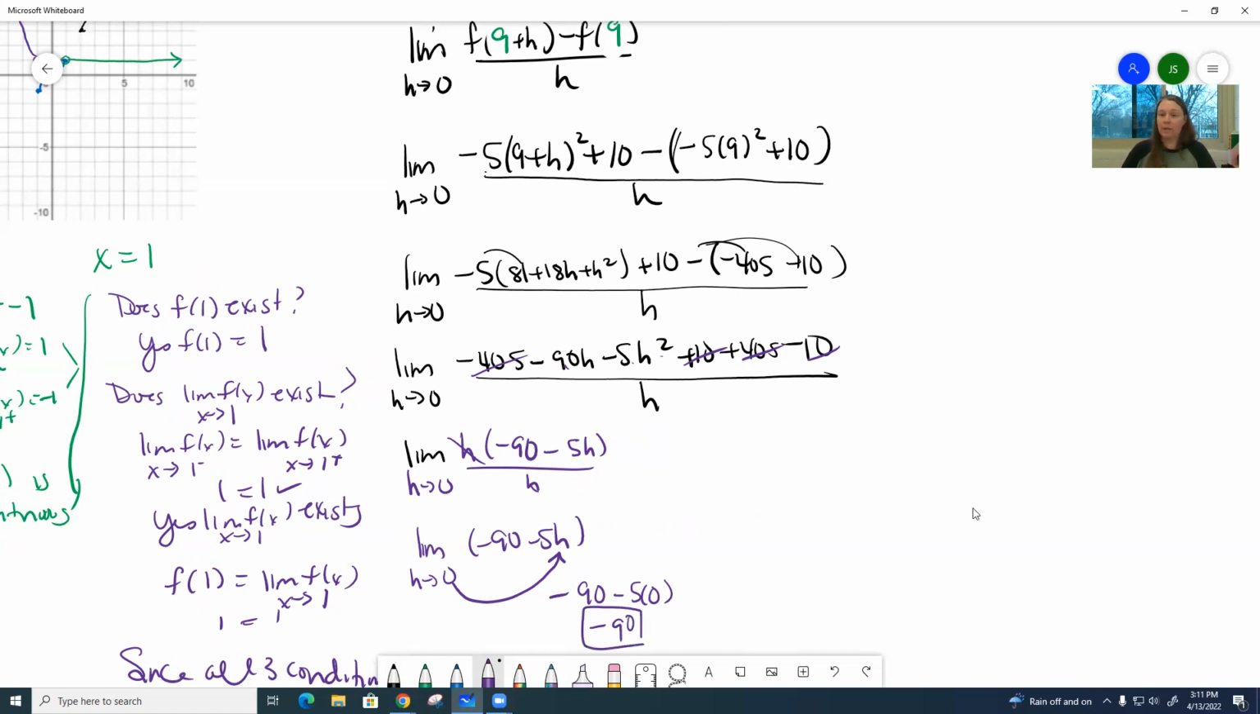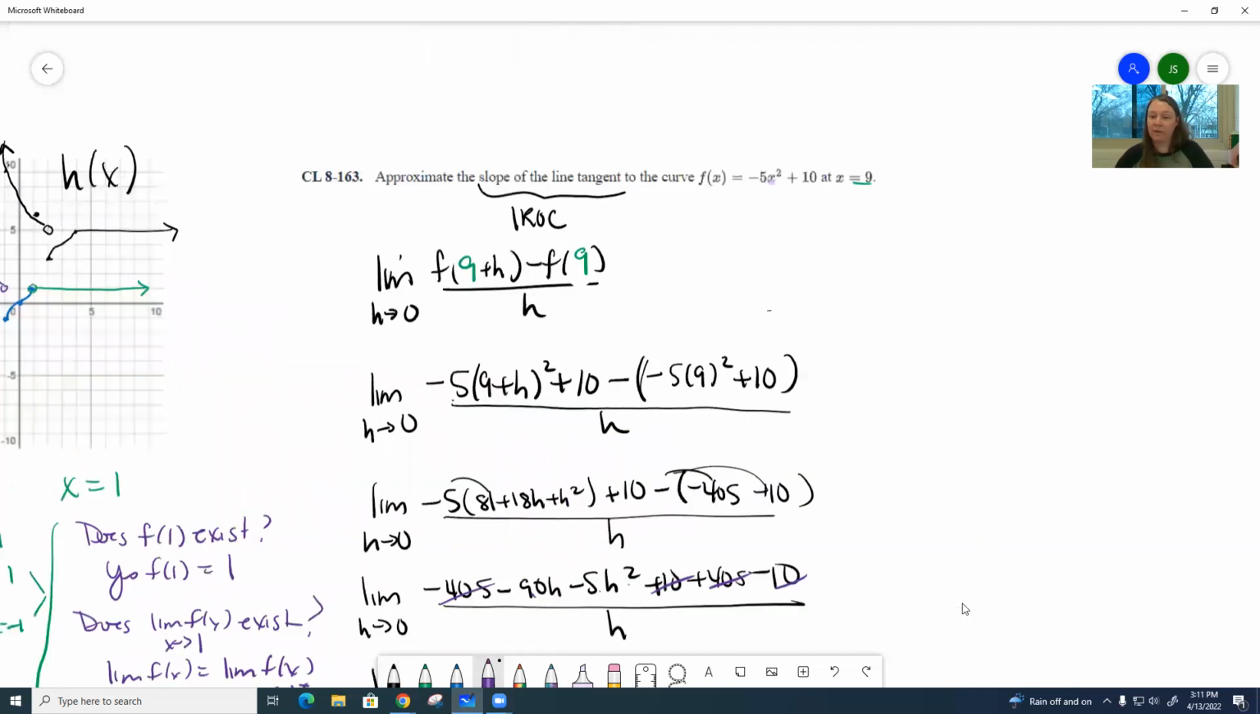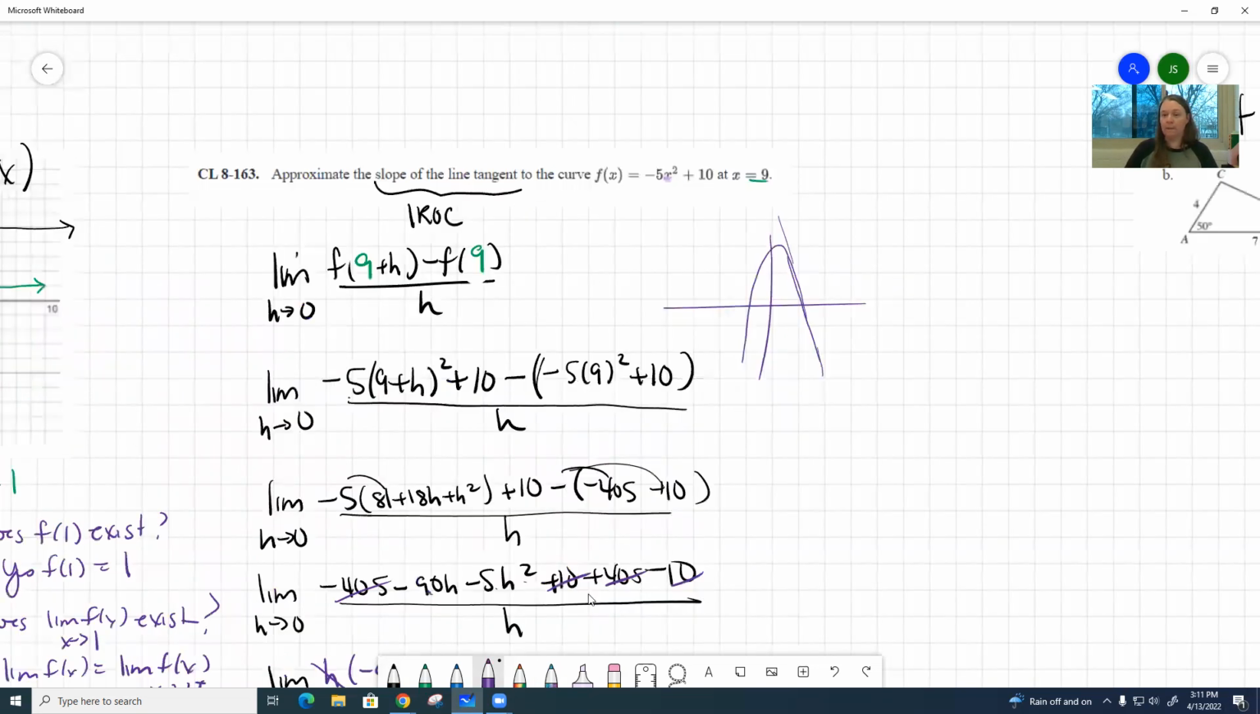So what that means is if I were to have graphed this negative 5x squared plus 10, which is this really steep parabola, and then at 9, I drew the slope of the tangent line, negative 90 would be the slope of that line. If I drew that to scale, it would be really steep.